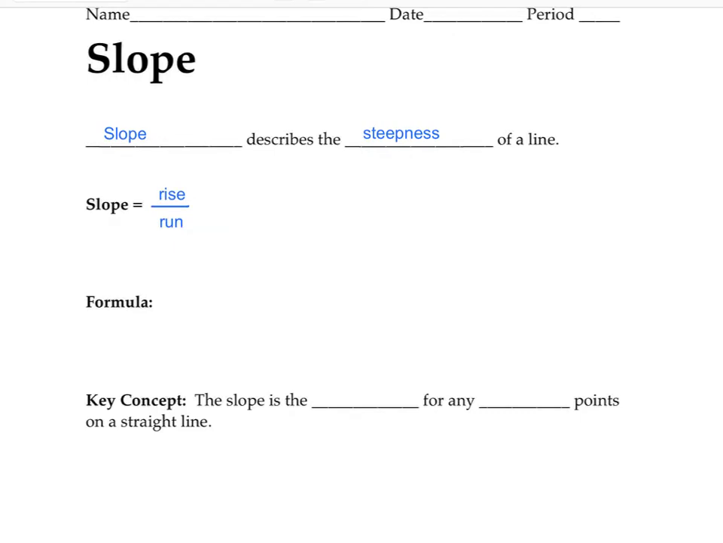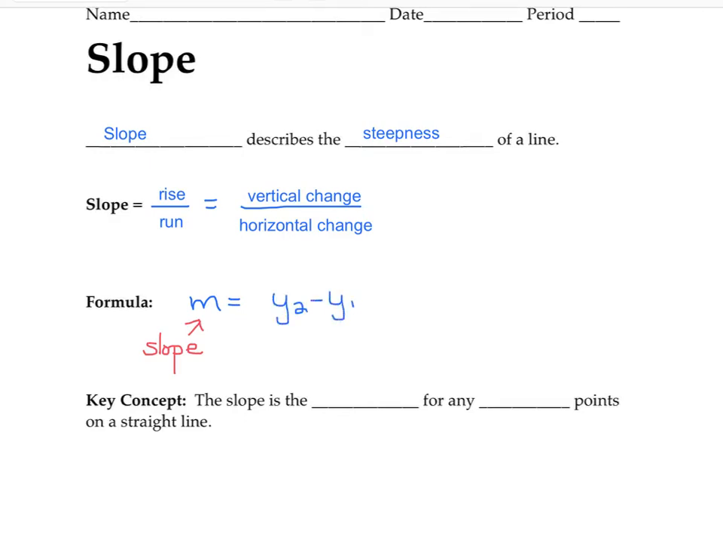So slope equals rise over the run, which is equal to the vertical change over the horizontal change. Okay, so our formula for slope is m equals, and m stands for our slope. So whenever we see m, that signifies slope. So m equals y2 minus y1 over x2 minus x1.